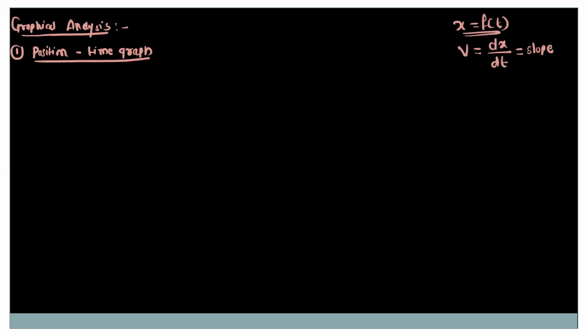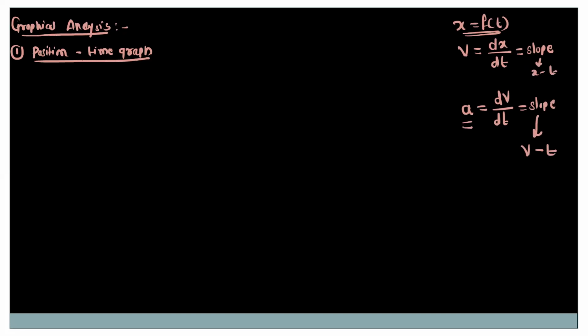Suppose we want to find out the acceleration, then differentiate this velocity with respect to time. So this is again a slope. This slope is for the velocity and time graph. So from the velocity time graph slope, we will get the acceleration, and from the displacement time graph, we will get the velocity.